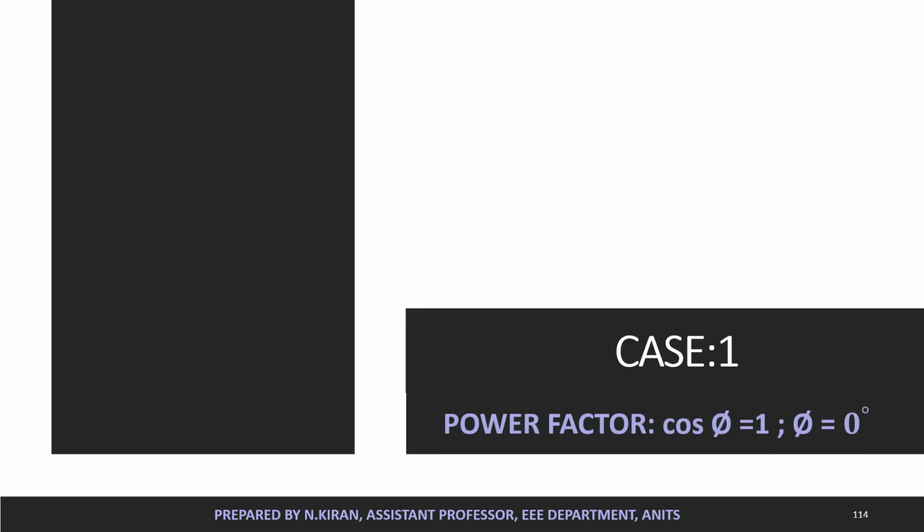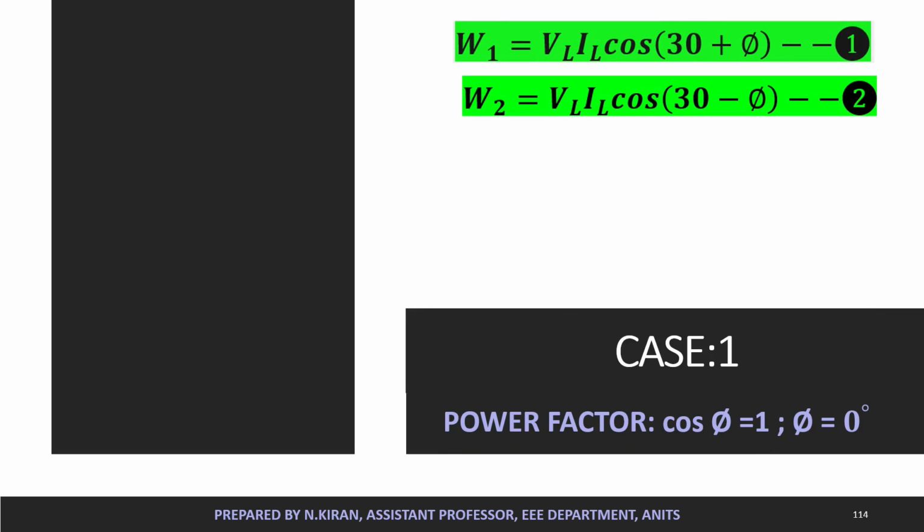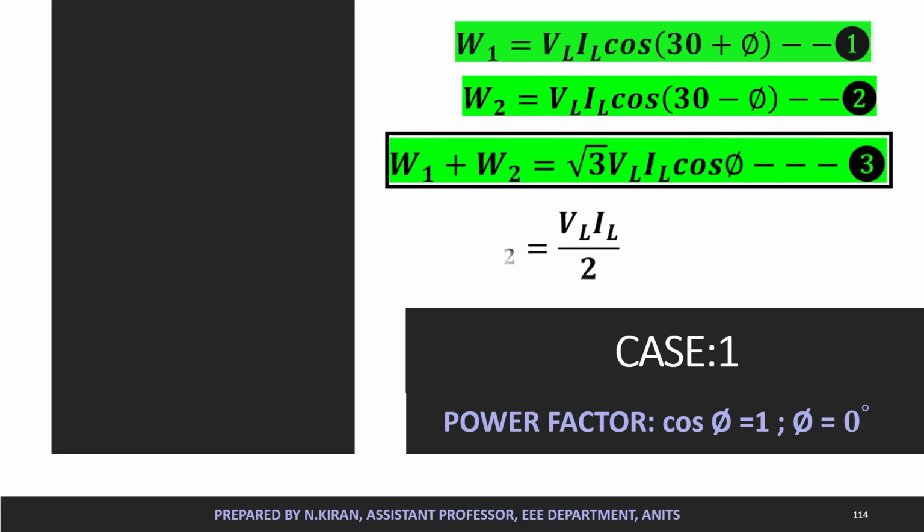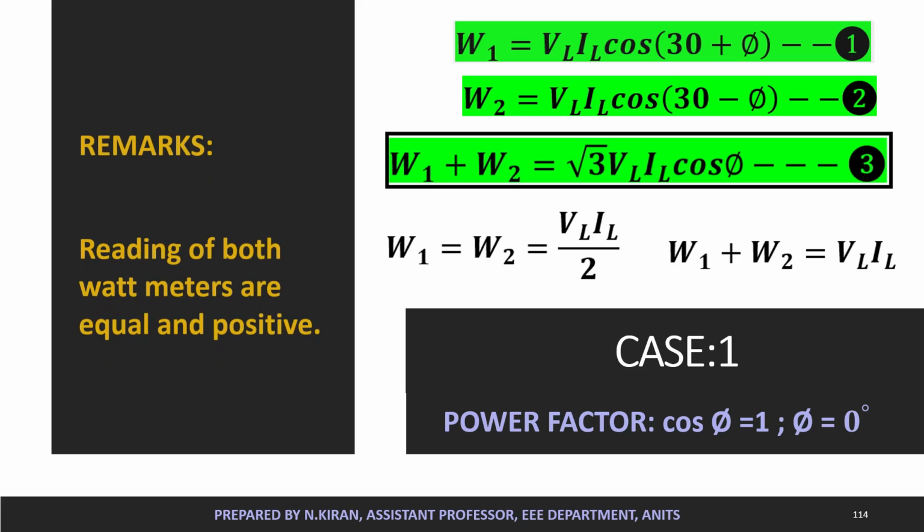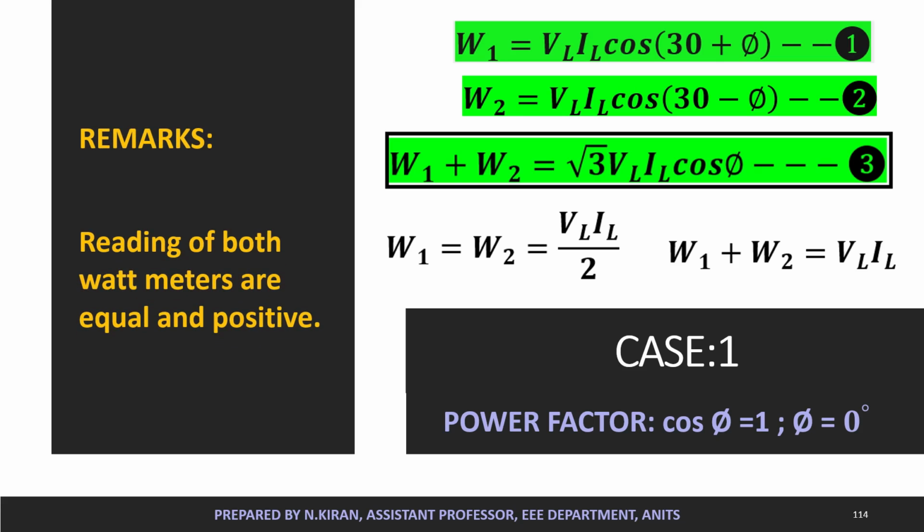Now considering various cases, first case, if I consider the power factor to be unity, from the readings of both wattmeters W1 and W2, W1 will be nothing but VLIL by 2, and the same is the case for wattmeter 2. If I add both the values, it will give me the expression VL into IL. Hence I can conclude that if the power factor is unity, both the readings of the wattmeters are equal and positive.